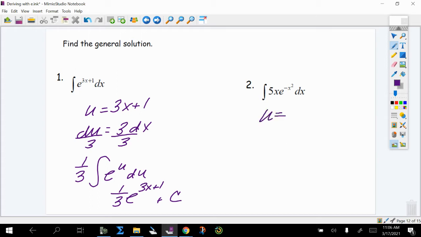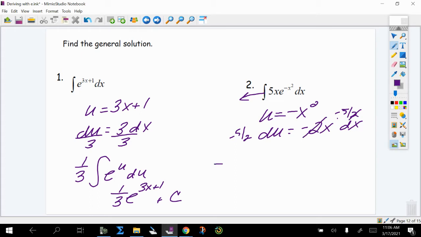Next one, your u, again, is your exponent, negative x squared. The derivative is negative 2x. You don't have a negative 2x, you actually have a 5. Couple things you could do here. You could pull the 5 out and then make your adjustment of dividing by negative 2. Or you could multiply both sides by negative 5 over 2. What that does is it gets rid of the negative 2 and it leaves you with the 5 that's there.